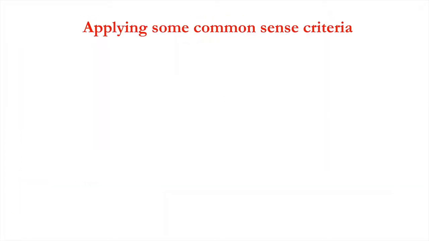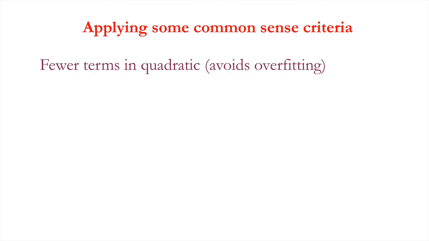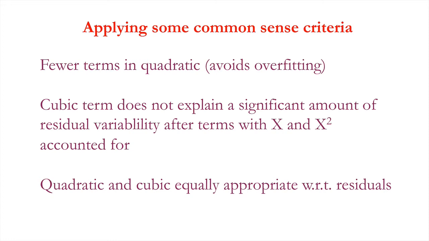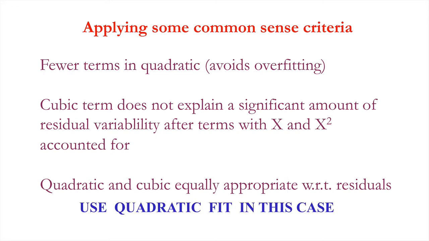So let's apply some common sense criteria in selecting the most appropriate polynomial model in this case. There are fewer terms in the quadratic, so it avoids overfitting. The cubic term does not explain a significant amount of residual variability after the terms of x and x squared were accounted for. And the quadratic and cubic appear equally appropriate with respect to those residuals. So everything points in this case to using the quadratic model as a predictor of the change in y with a change in x.